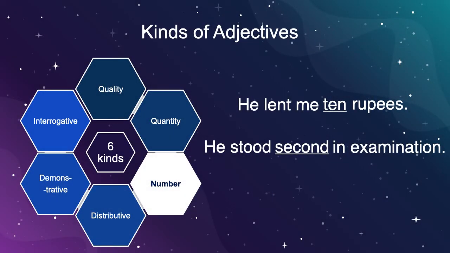Now another adjective is adjectives of number. This shows how many persons or things are meant. For example, he lent me 10 rupees. How many rupees? 10 rupees. So 10 is an adjective of number. Then he stood second at the examination. What is her rank? Second. So second is the adjective of number.